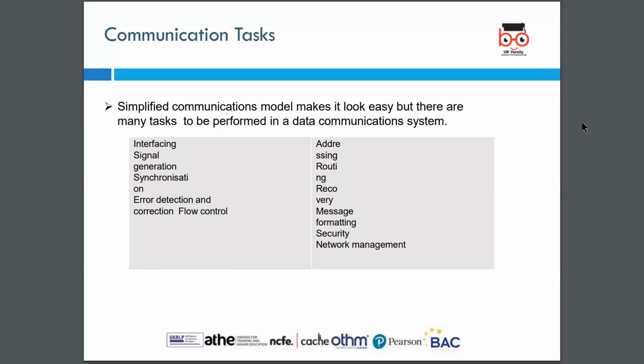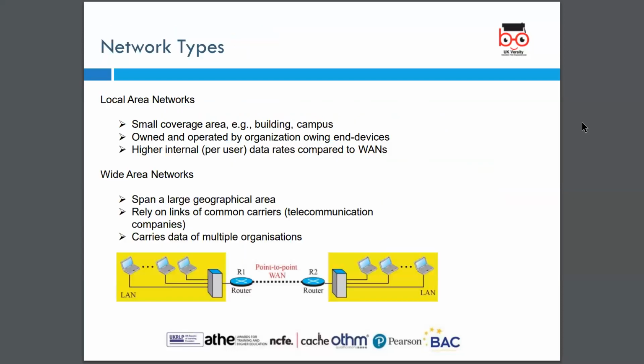As you can see here, a simplified communication model can make it easier, but there are many tasks which have to be performed when it comes to a communication system. That's why we have something called the OSI model. The OSI model represents all the processes, all the layers, which have to be covered by all the protocols in order for them to transmit a message.